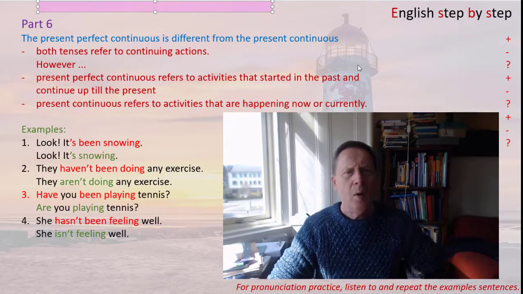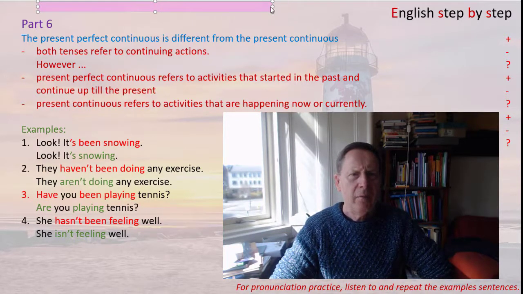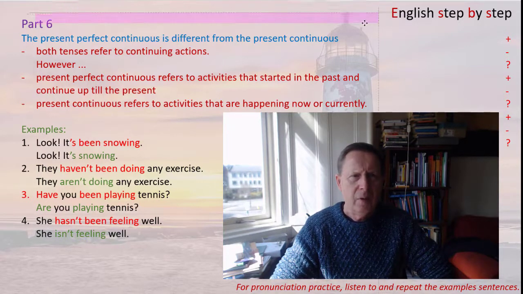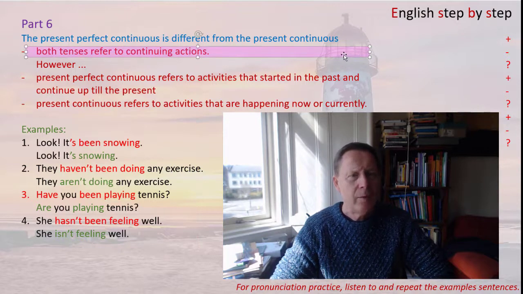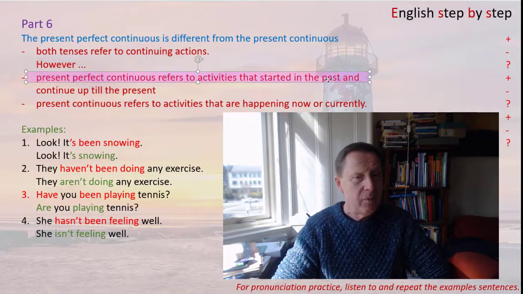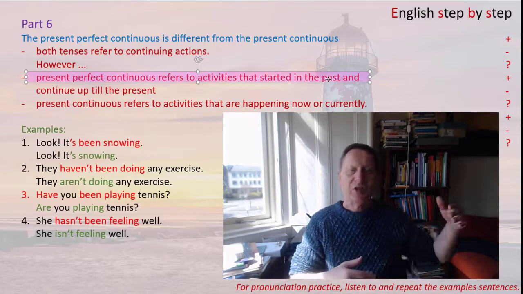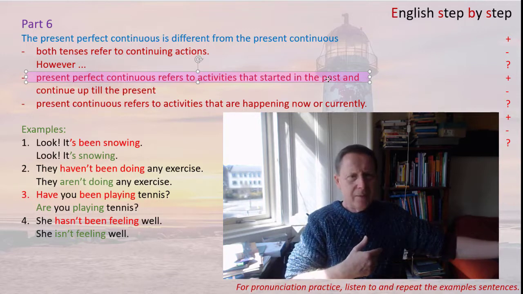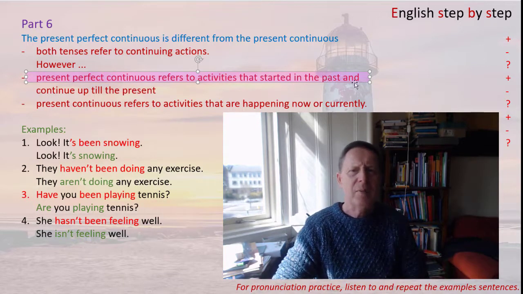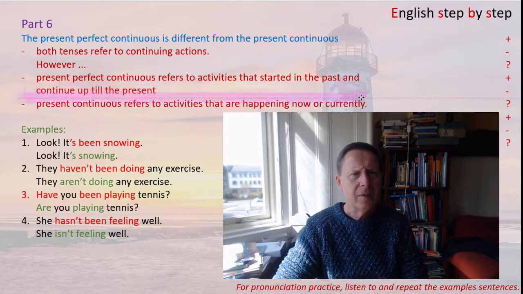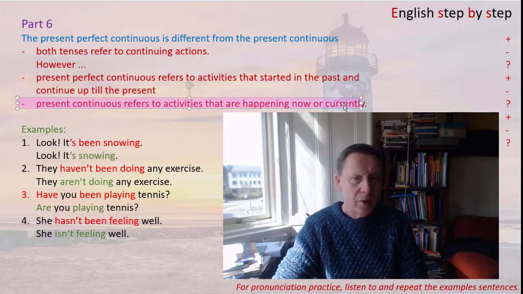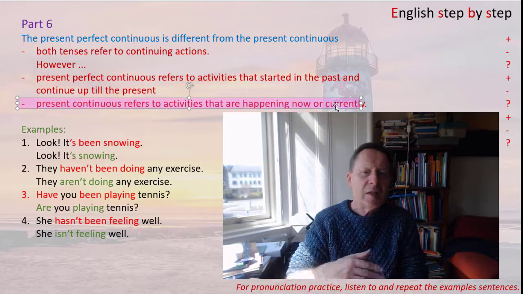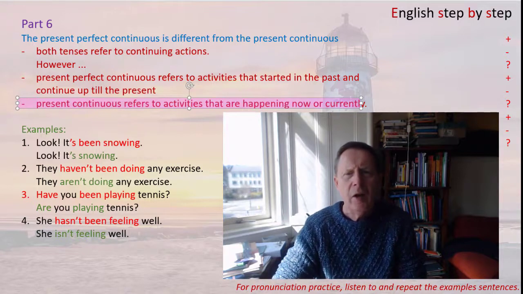So let's think for a moment about the difference between the present perfect continuous and the present continuous. Well, both tenses refer to continuing actions. However, present perfect continuous refers to activities that started in the past and continue up until the present. So that's the past and the present together. Present continuous, on the other hand, refers to activities that are happening now or currently.